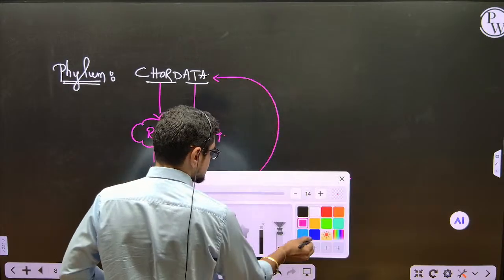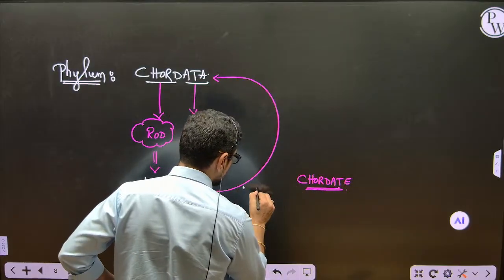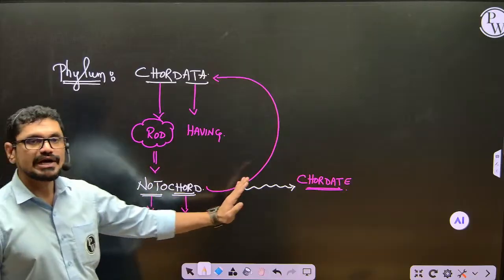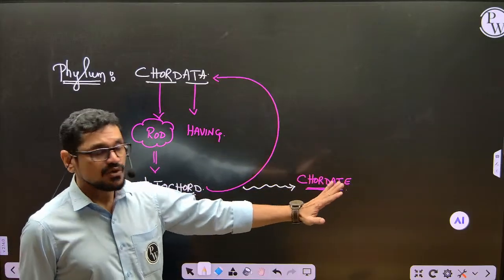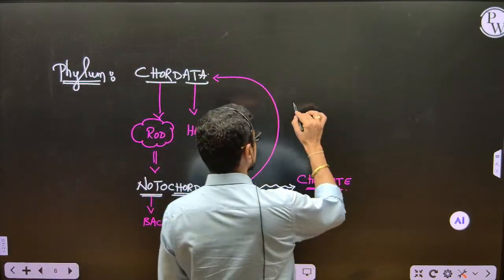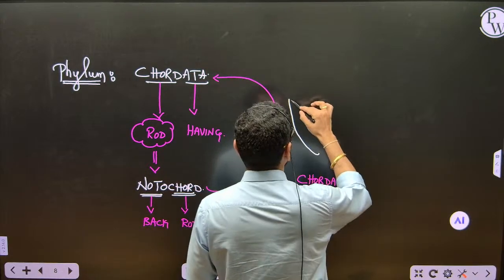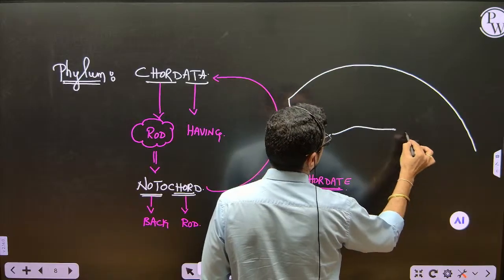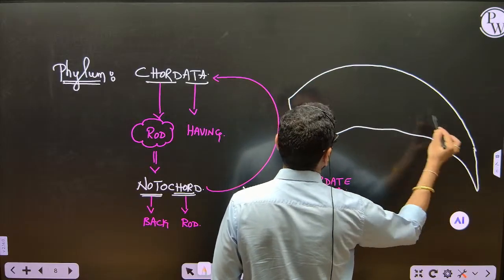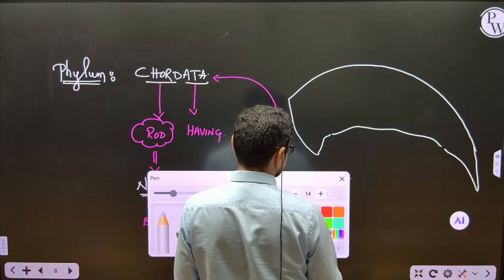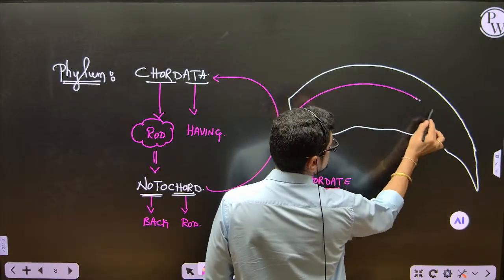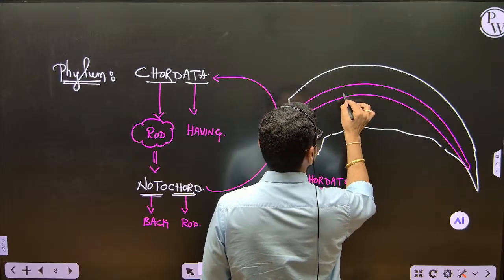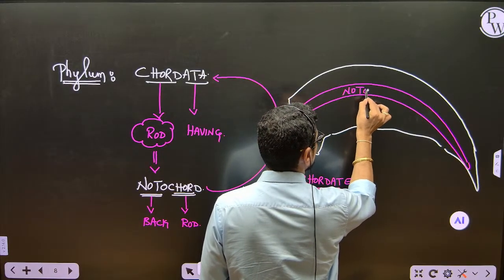My dear friends, see here, what is chordate? Chordate means those animals which show notochord in their body. What is this notochord? Notochord is a rod-like structure. Let me show you. See now. See this, this is a rod-like structure. So like this, there is a rod present over the back of an animal. And what is the name of this rod? Notochord.